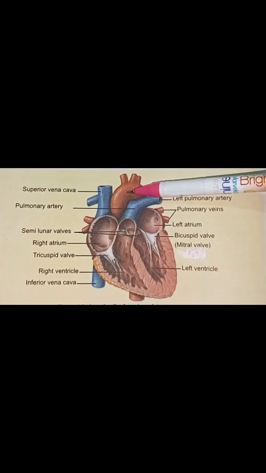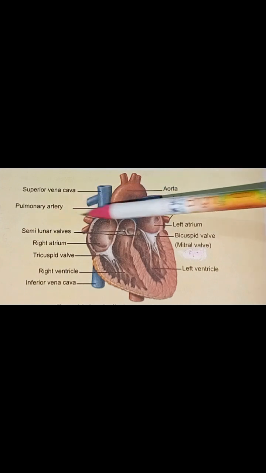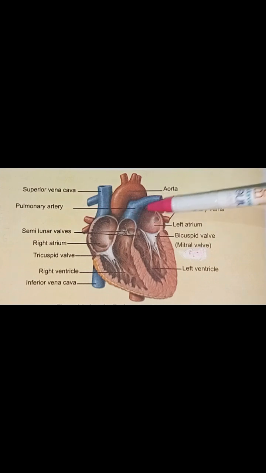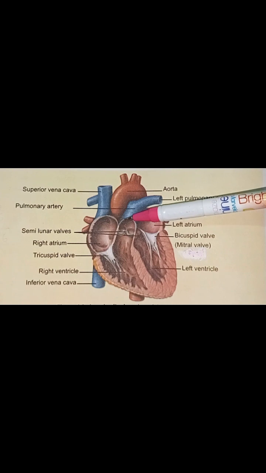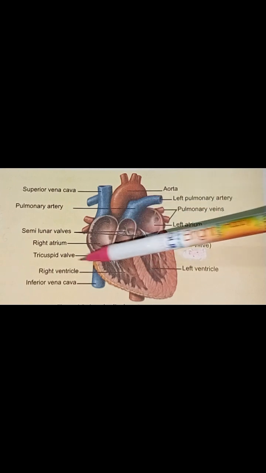And the other one is the pulmonary artery. You can see the left pulmonary artery, and the other one, this is the pulmonary artery. That one starts from the right ventricle. You can see that it starts from the right ventricle.